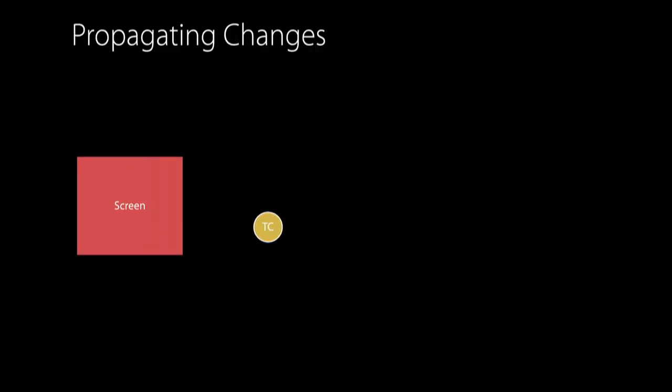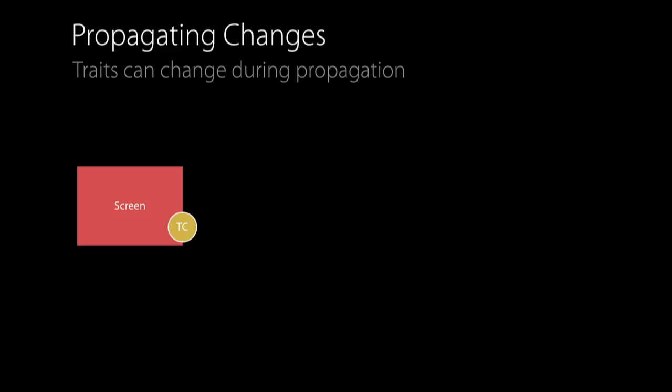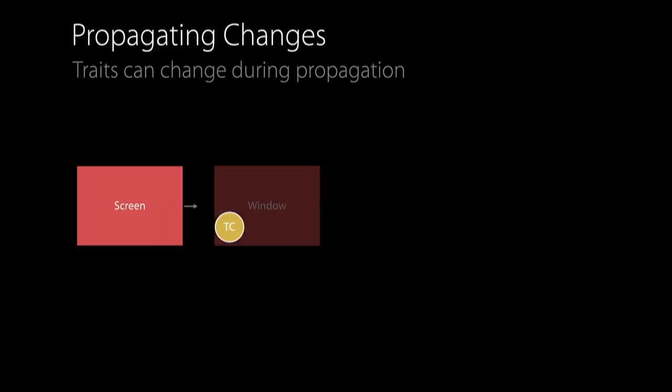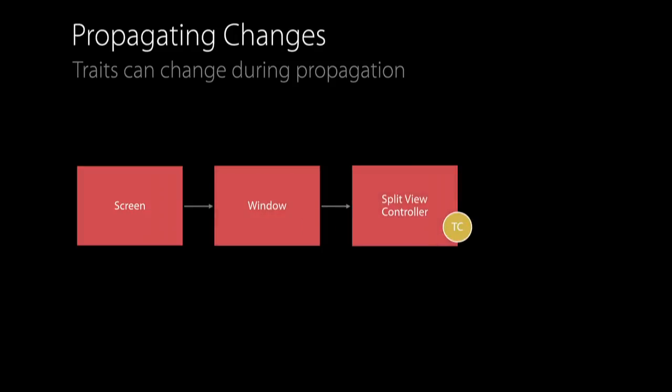Now, that was a pretty simple linear example. What's a little bit more complicated example? So let's go to an iPad here in landscape. We have our screen. It's going to go to the window and down to the split view controller and so on. Now, here is where we see a little bit of a change here. And that's as the trait collection is getting propagated down, you can actually change the trait collection as it gets propagated to child view controllers.